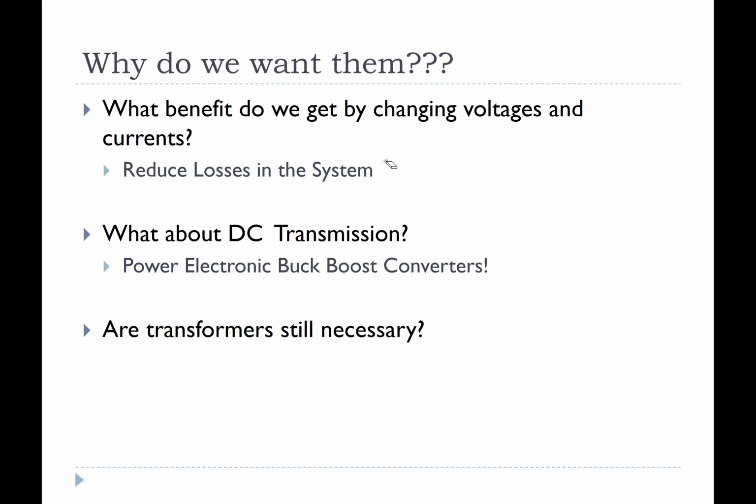In the early days of power transmission, you couldn't, because there was no way to change the DC voltage levels. But now with the advent of power electronics, you could use things like buck boost converters, and you'll see people are looking towards solid state transformers and so on now. So that is something we're not going to cover in the course, but I just thought I should mention it so you could look at it if you are interested.